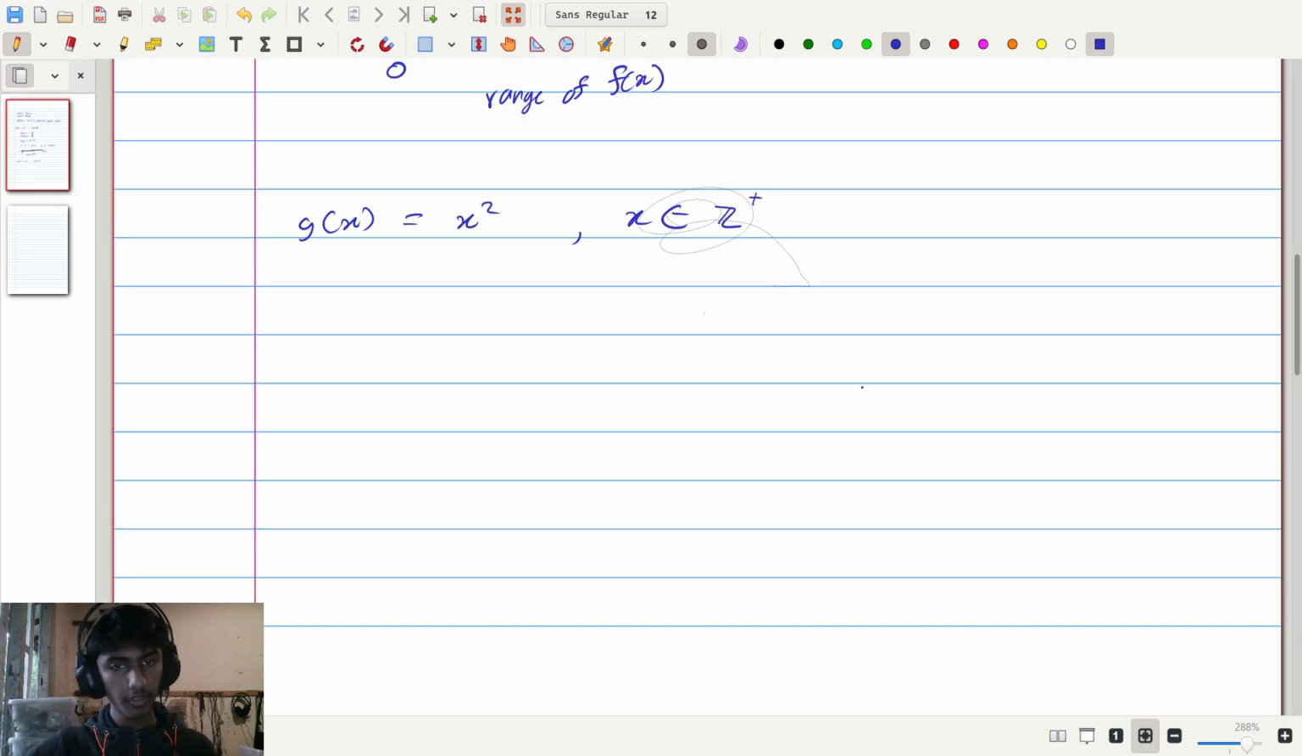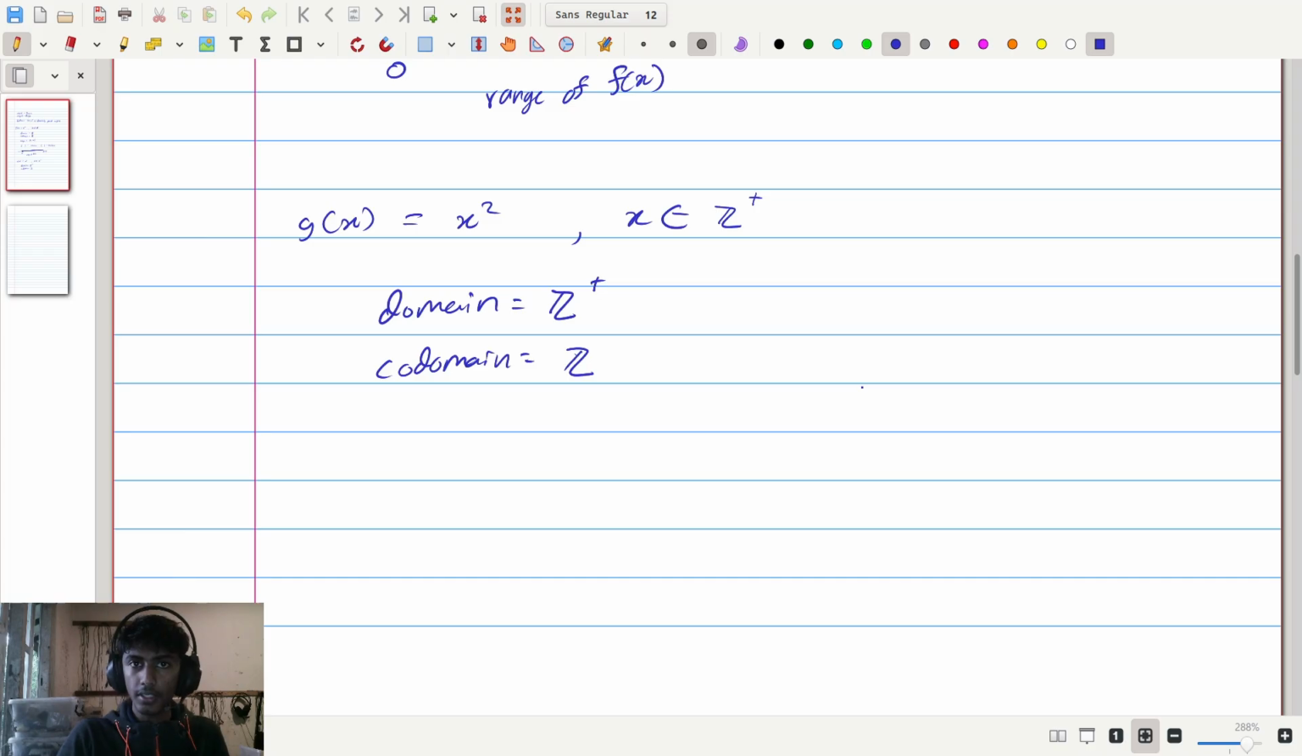If we consider x an element of the positive integers, then the domain of this function is the positive integers, because that's the only input we could introduce. Now the codomain of this function would be the integers, because when we square an integer we should get another integer. We cannot square an integer and get a non-integer. So the codomain must be the integers. And the actual range we have is the positive integers.